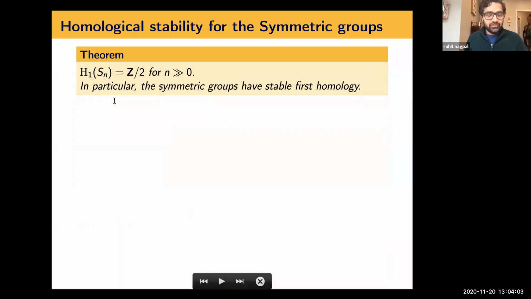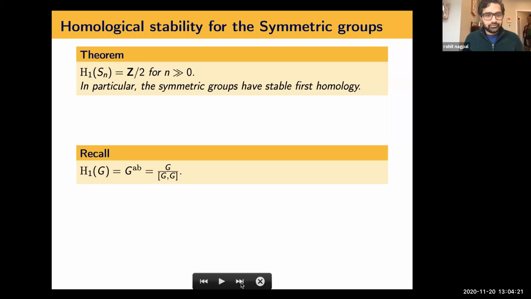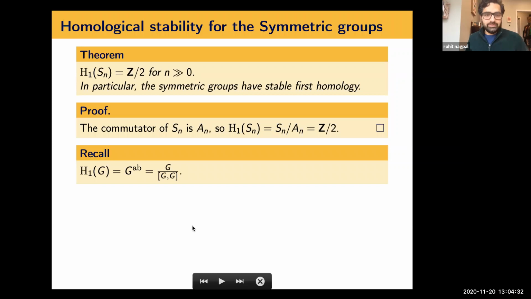The first homology of the symmetric group S_n is just Z mod 2 as n is large. And this just says that the first homology of the symmetric group stabilizes. So homology has stability, at least for the first homology. Recall that the first homology of a group is just the abelianization, G mod its commutator subgroup. And the proof of this theorem is pretty easy because we know the commutator subgroup of the symmetric group is the alternating group. And so the first homology is just Z mod 2, right?